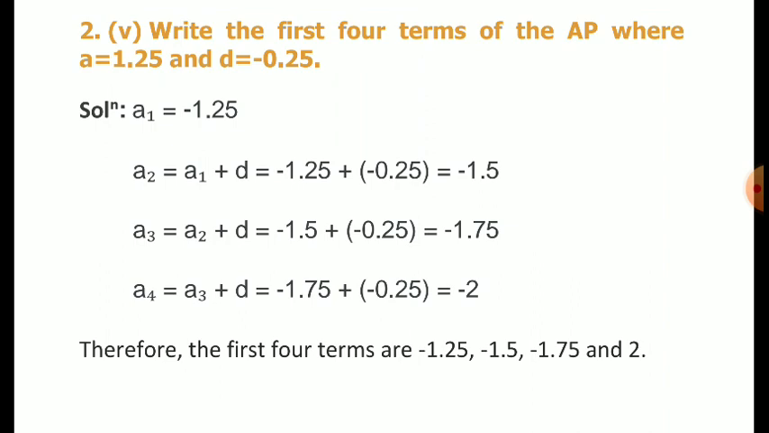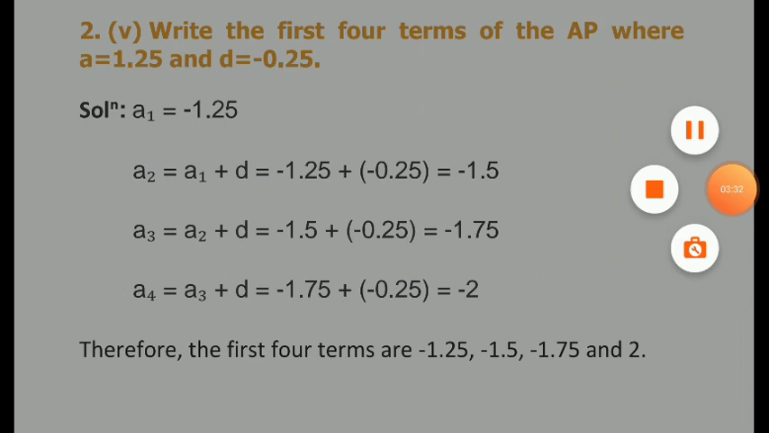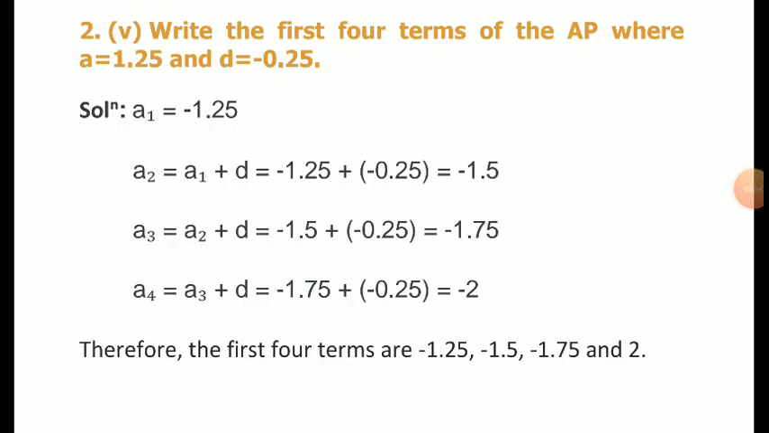In this way, the third term now. Third term a3 is equal to a2 plus d. If you add the common difference to the second term, you get the third term. Already you found the second term, minus 1.5, plus the common difference minus 0.25. By simplifying these two, we get minus 1.75. Then we come to the fourth term of the AP.